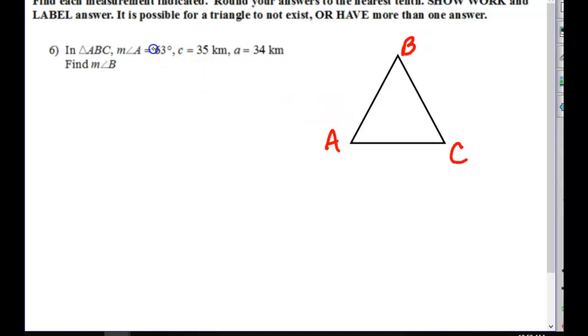All right, ABC, angle A is 63 degrees, side C is 35 kilometers, side A is 34 kilometers, angle B is what we're trying to find. Can we find angle B? Not yet. What are we going to have to find first?